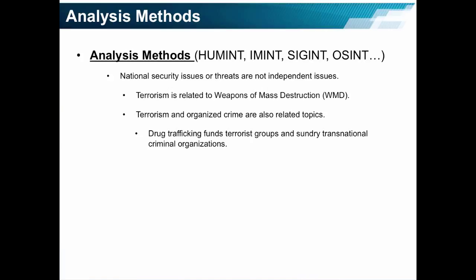The different analysis methods, such as human, image, SIGINT, or OSINT, require the use of diverse methods to create opportunity for context definition and refinement, and pinpoint interconnections among interrelated issues. No issue of national security and no threat is totally independent from other issues. For example, terrorism is related to weapons of mass destruction, and terrorism and organized crime are related topics. They go hand in hand.